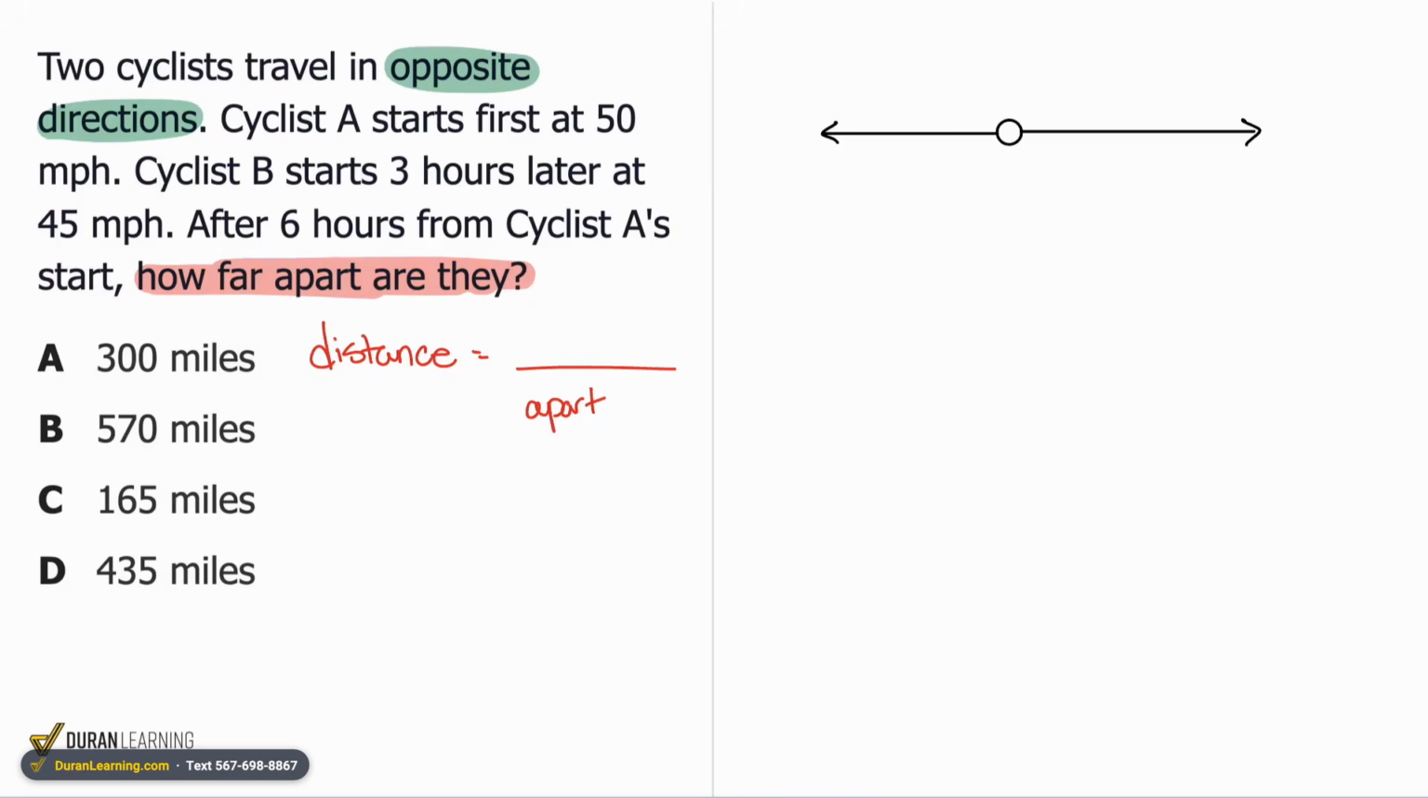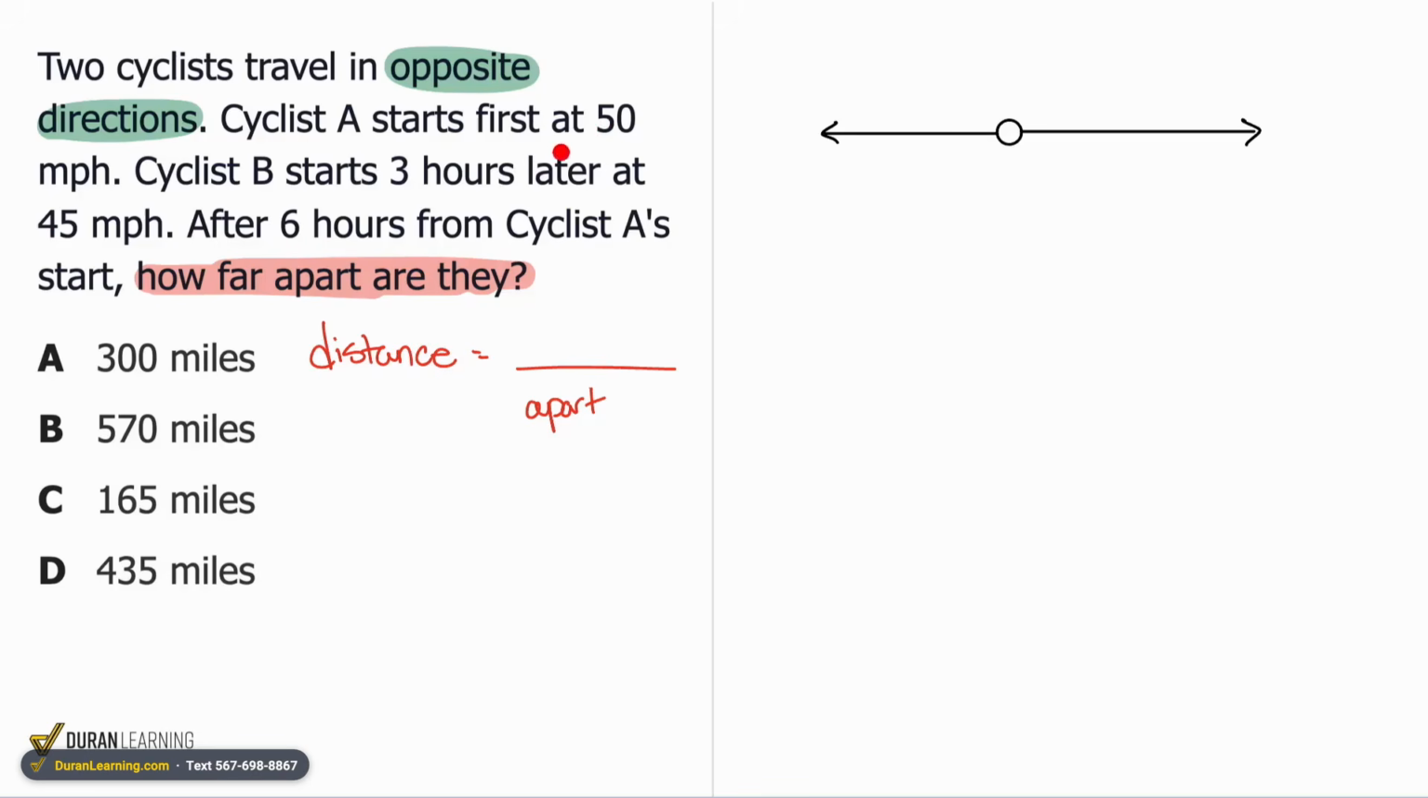You see, Cyclist A starts first, and then Cyclist B starts 3 hours later. So when you see that, everybody, I hope you can tell that this is not a situation where we can just blindly add these rates, the 50 and the 45. No, we can't. If we do that, we're in trouble. So let's understand the situation here.